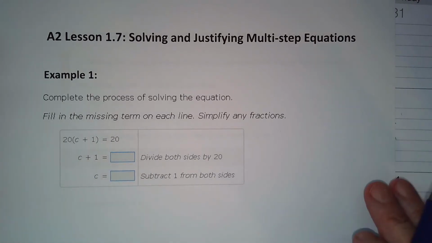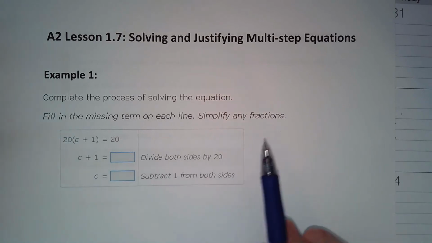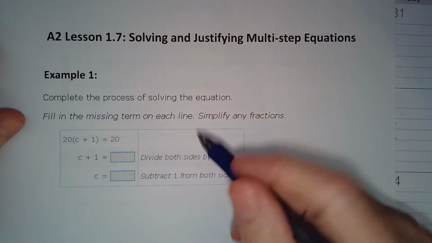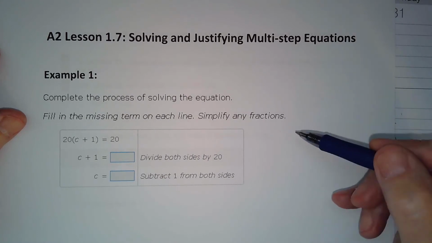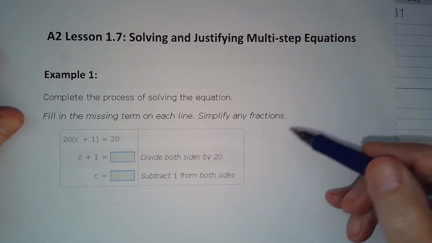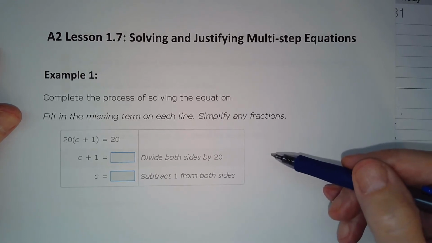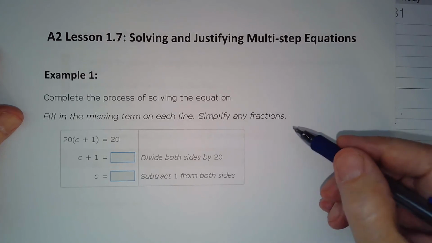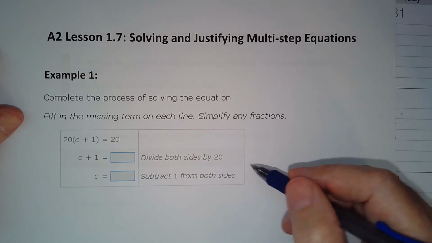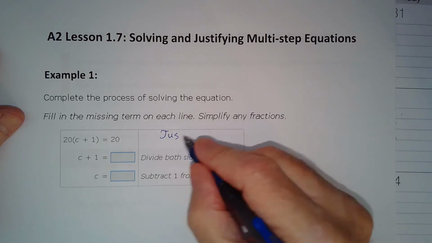So here's an example. I'm going to do a few examples, and this is basically how the process should look for justification down here when we get to it. You're going to complete the process of solving this equation. This is kind of a scaffolding thing. We're going to show you what the justification is in some cases, but not in all. This is the first example. I'm just going to write justification over here.